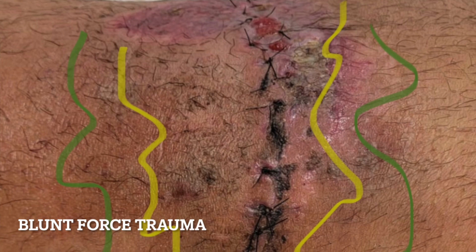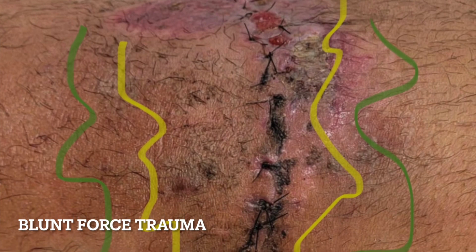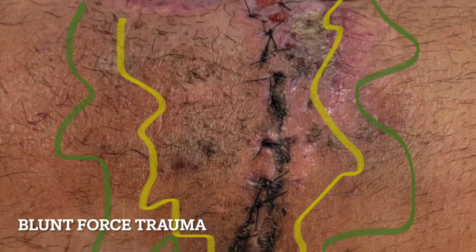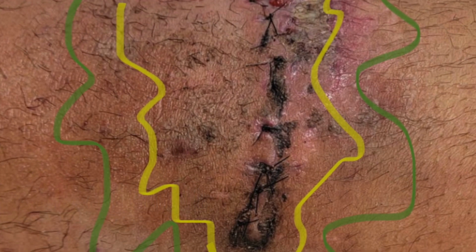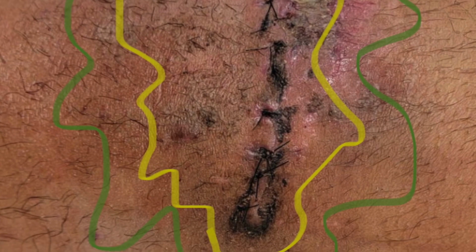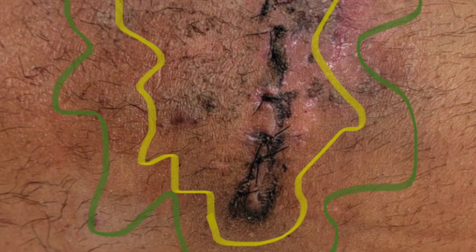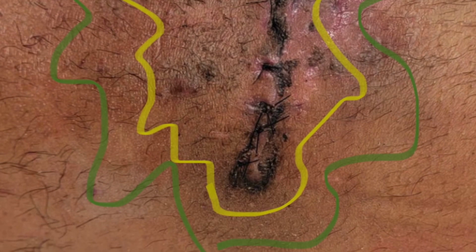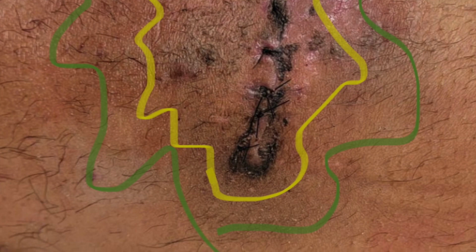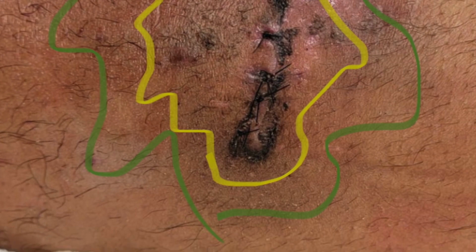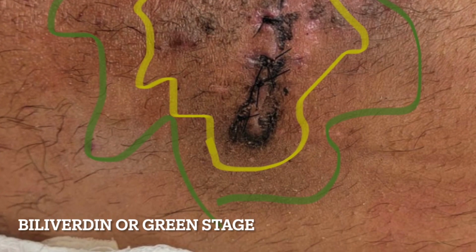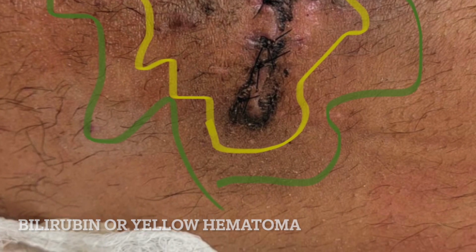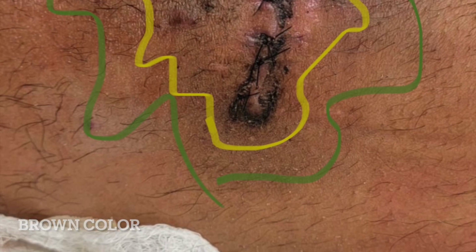Another complication would be blunt force trauma, which can often lead to bruising and blood clots. In this case, we see a green and yellowish skin pattern, which is probably one of the final stages of bruise healing without any complications. Another wound terminology that we can use to describe the hematoma process is biliverdin and bilirubin, which mark the final stages of the hematoma: green, yellow, and finally brown color.